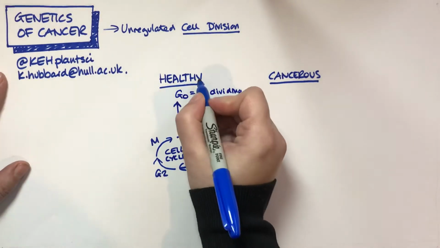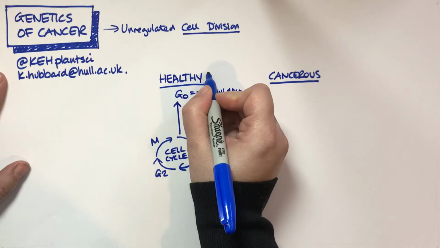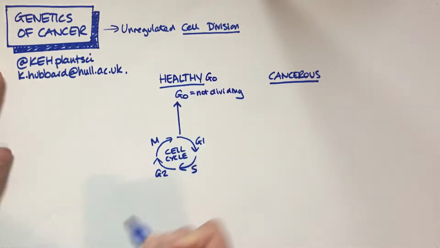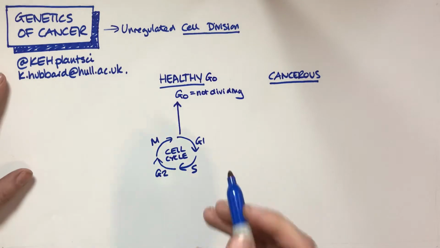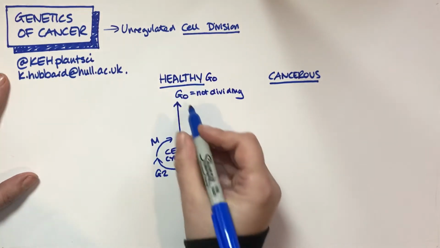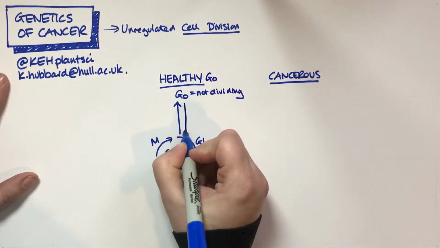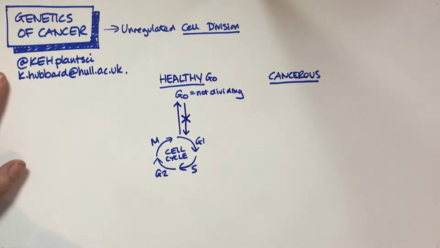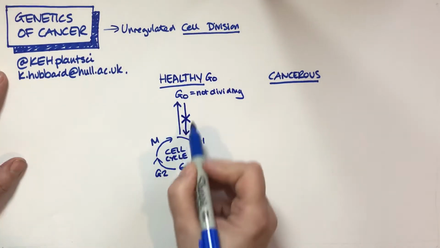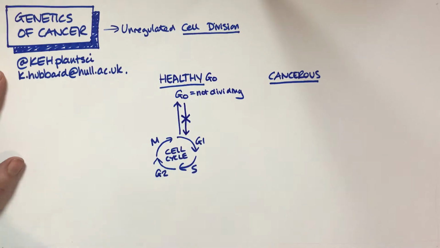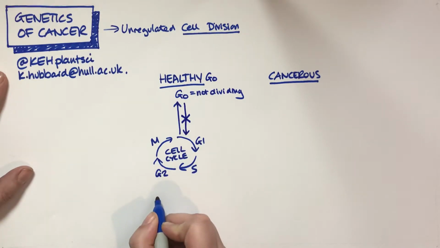So what I'm going to think about is a healthy G0 cell. In a G0 cell, we're in this G0 state. We're not going into the cell cycle. We've exited the cell cycle, so we're not dividing. We've got no division happening.